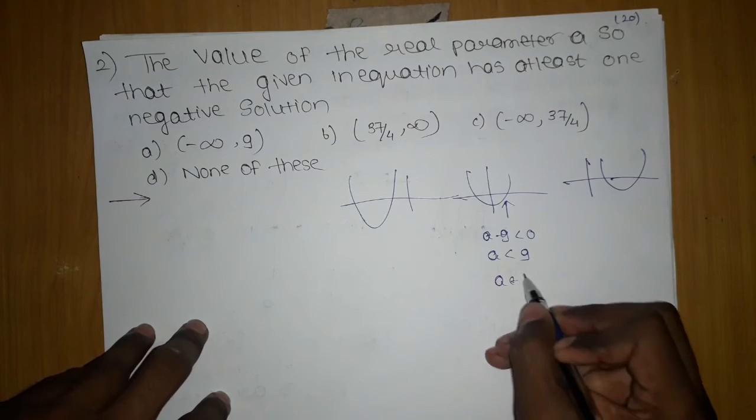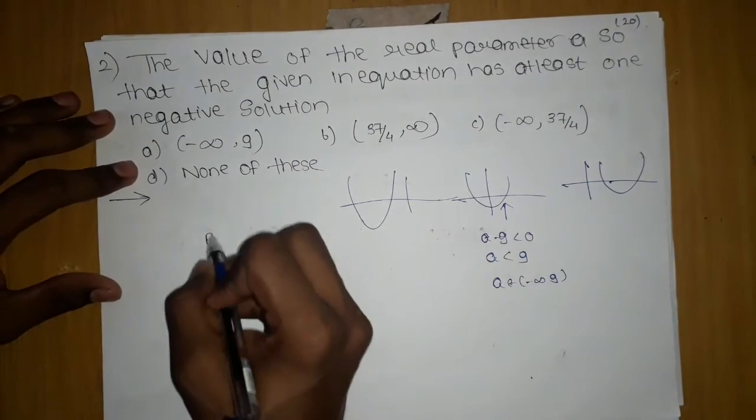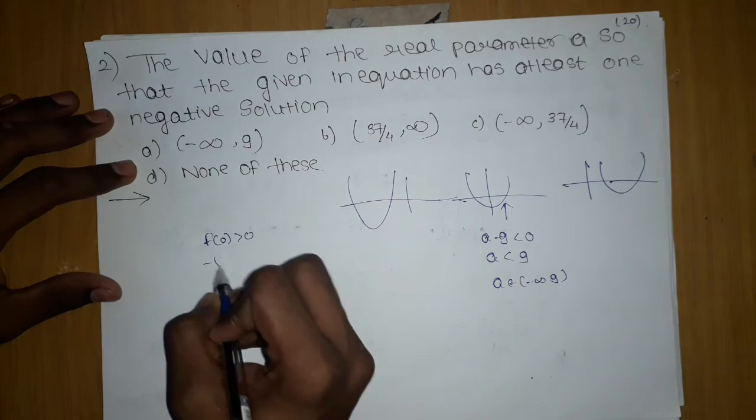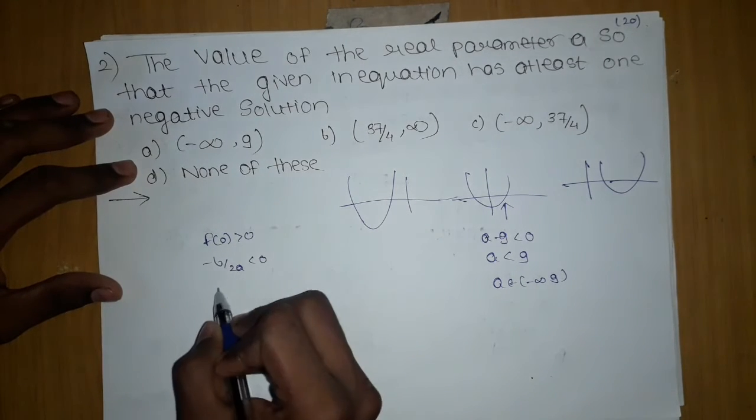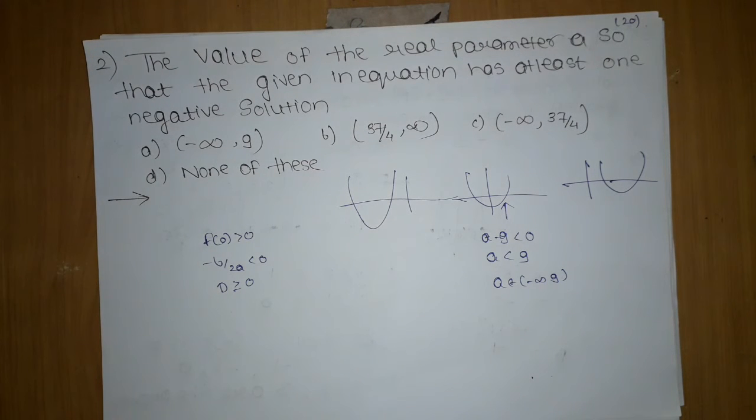You get here minus infinity to 9, okay. Let's just carry out these cases. F of 0, minus b by 2a, and the last condition, D greater than or equal to 0. Now I am not saying that D should be greater than or equal to 0, as many teachers did. I am not specifying, because in some books you get the answer with D greater than or equal to 0, or sometimes you should get the answer with D greater than 0.